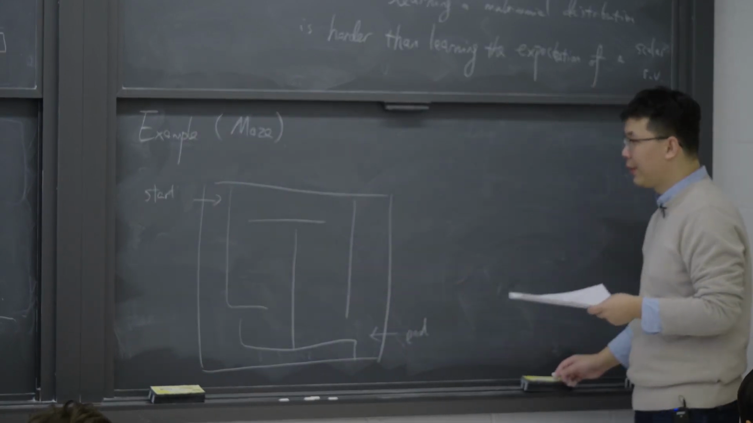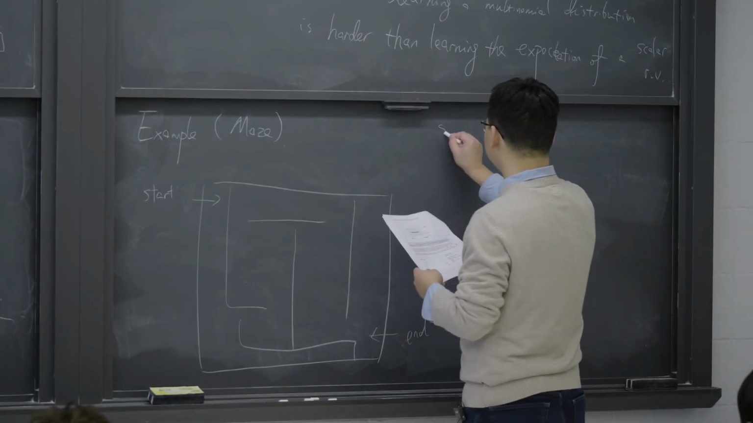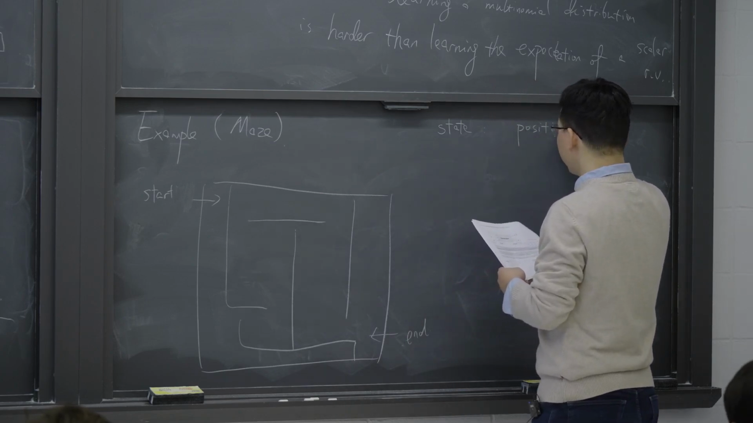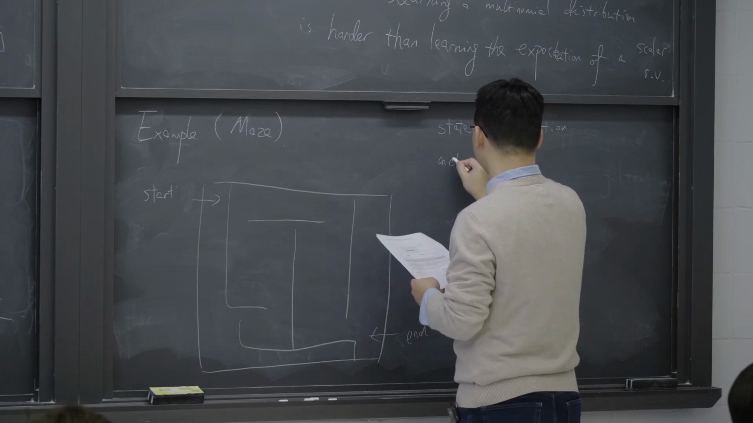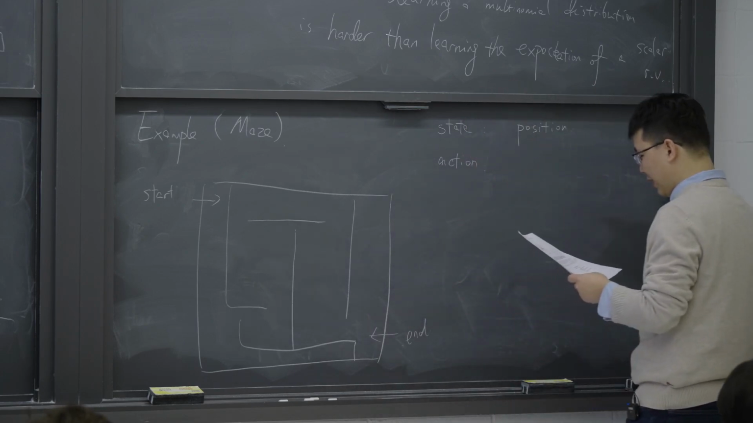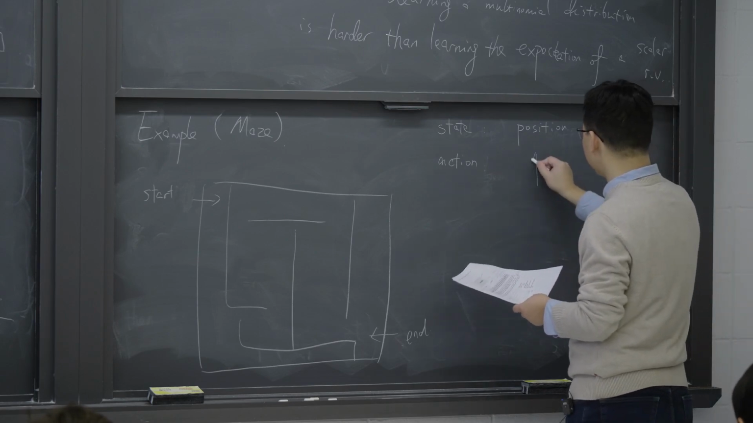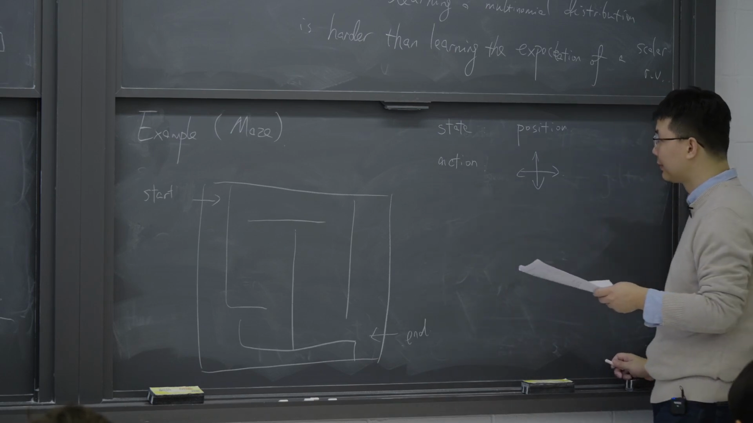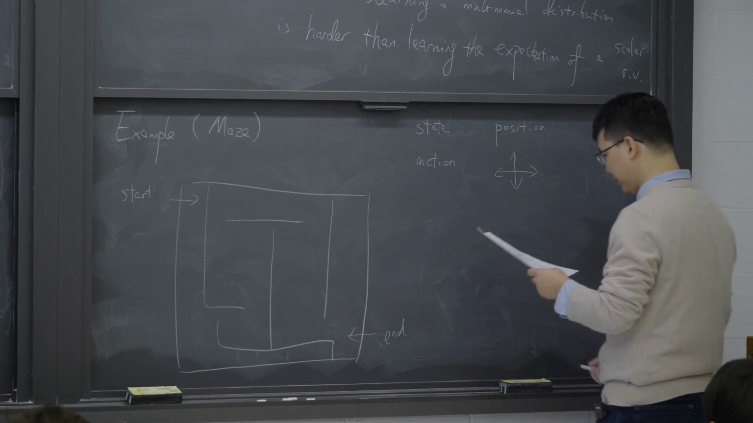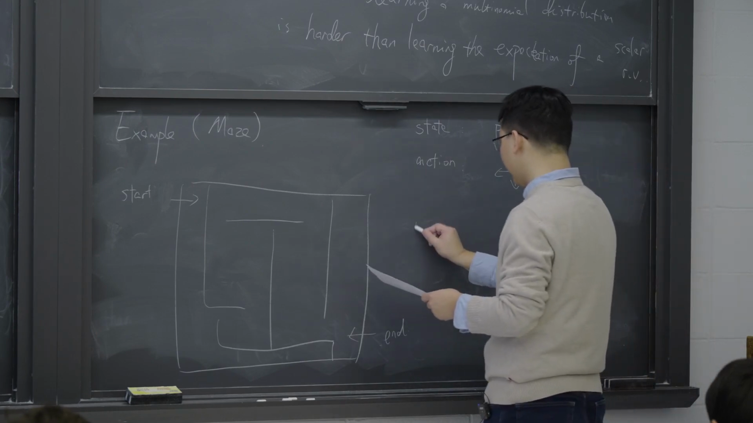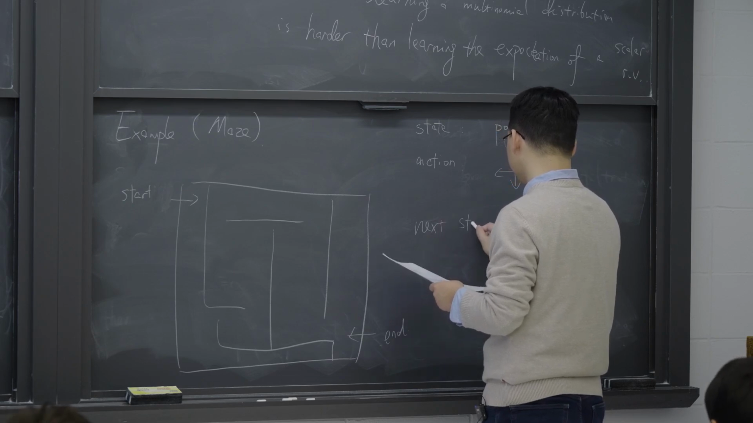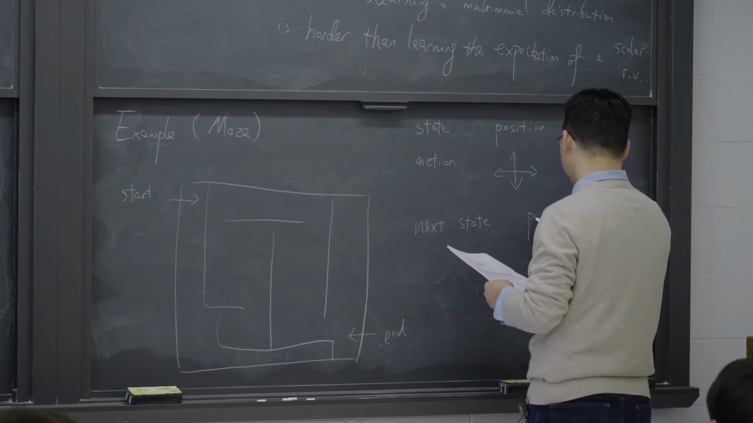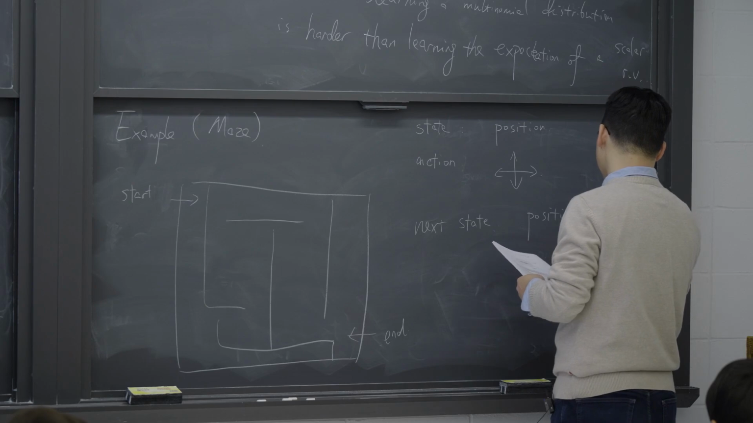So in this problem, we can formulate it as an MDP, where the state is the position in the maze. And the action is essentially, we have 4 possible actions. We can move upwards, downwards, leftwards, or rightwards. Essentially, we have 4 actions. So the next state, the output of the simulator, is the position after moving.